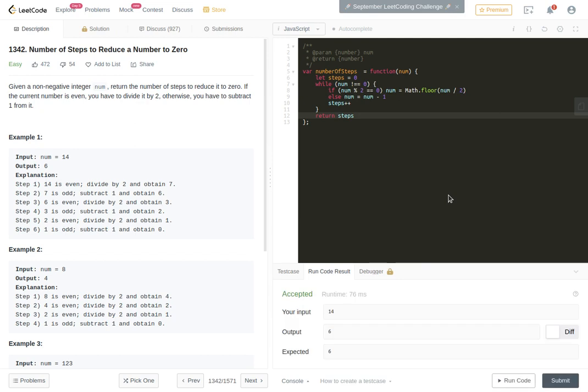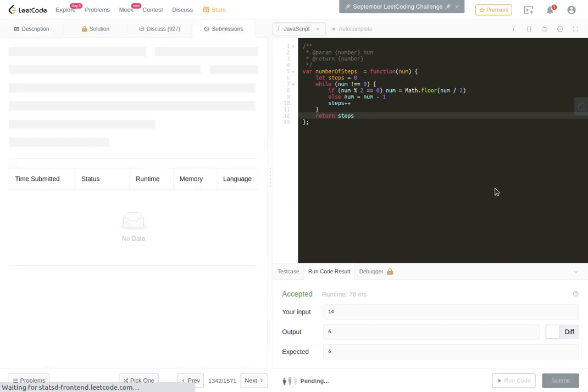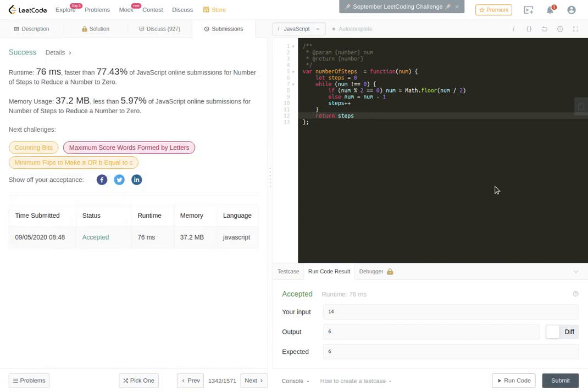All right, so let's just submit it and see what happens. I'm sure there's an edge case we must have forgotten. No, we did not. So let's see. 76 milliseconds, faster than 77% of all JavaScript online. All right. Well, that was the number of steps to reduce a number to 0.